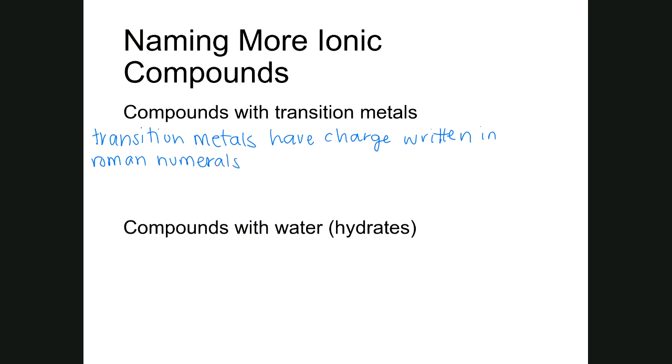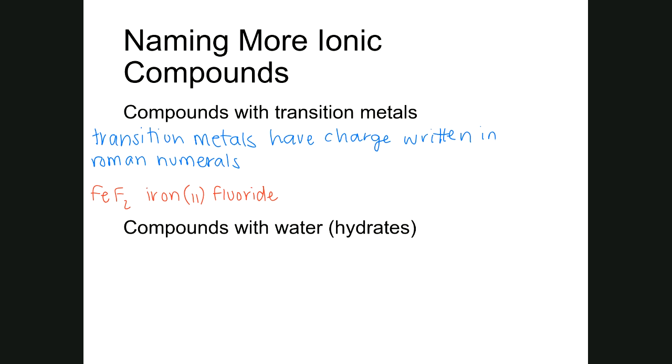So the example that we had was FeF2. We can't just say it's iron fluoride. We have to say that it's iron(II) fluoride. So this is an example of a binary compound including a transition metal. Let's look at one that includes a transition metal with a polyatomic ion.